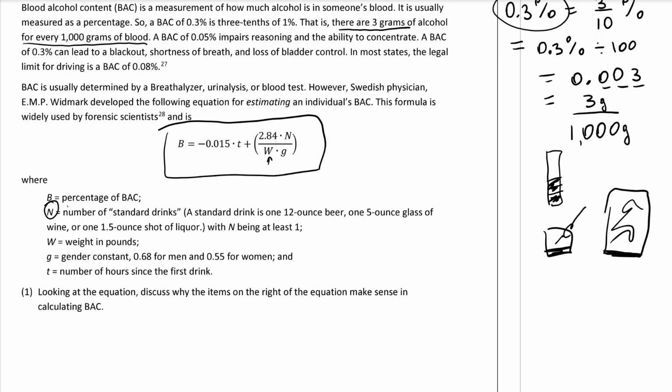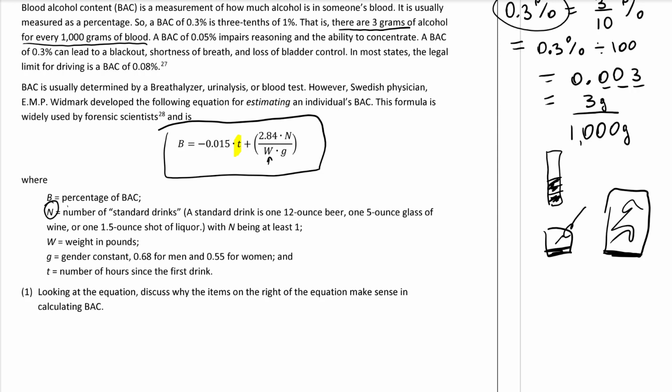So my question to you, number one, looking at the equation, discuss why the items on the right of the equation make sense in calculating BAC. I will ask you a series of questions in the form of a poll, in terms of multiple choices. Let's start first with the time variable. Why is the time in this formula? Go ahead and answer that question.